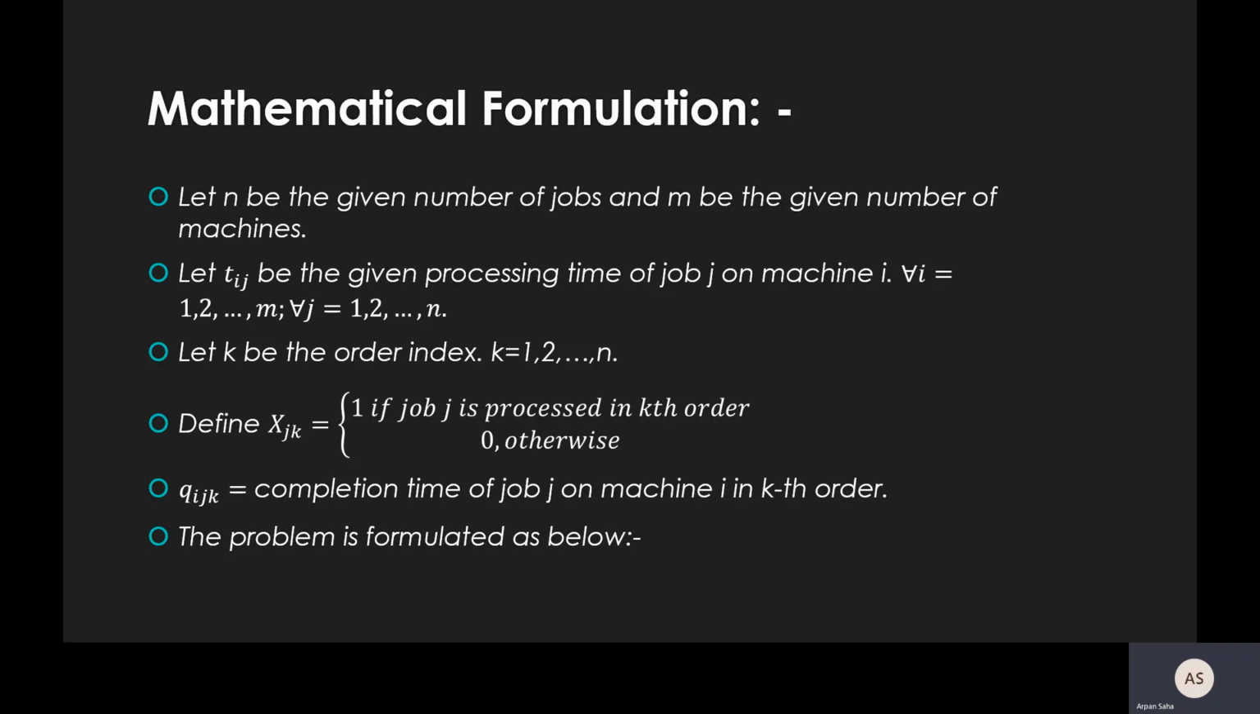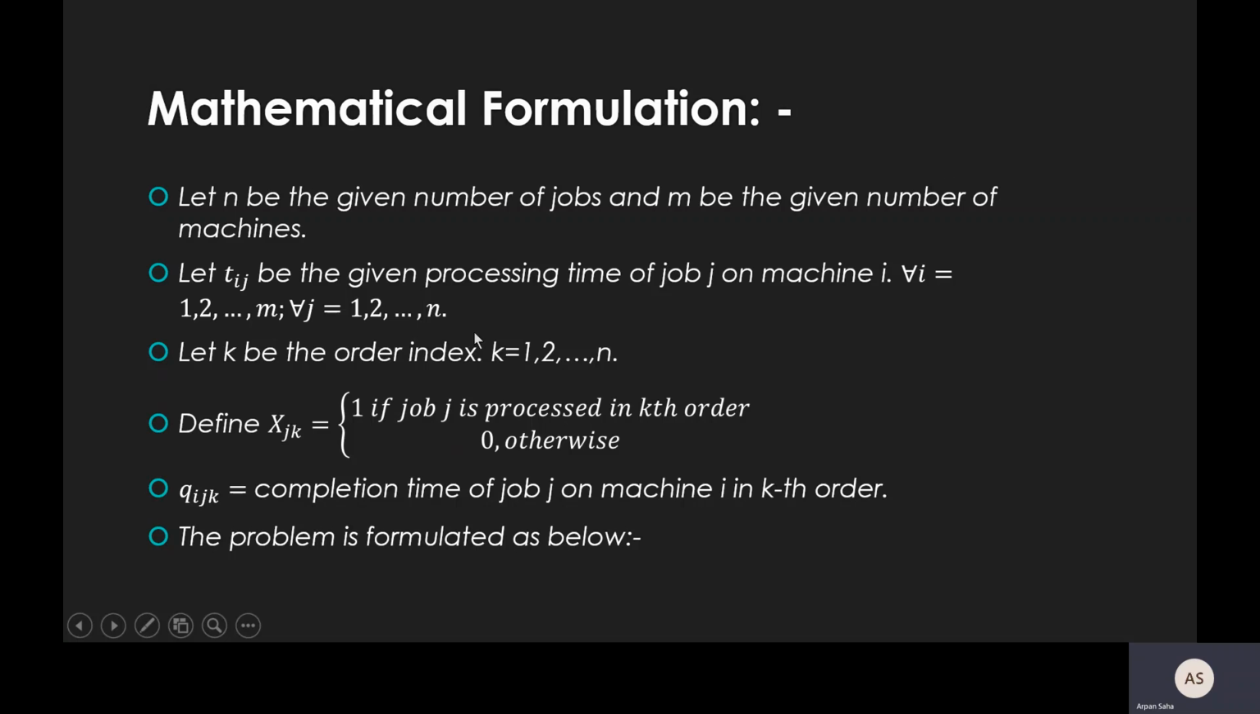Suppose there are n number of jobs which are to be processed over m number of machines, and Tij is the processing time of job j on machine i, where i runs from 1 to m and j runs from 1 to n, and these Tij values are deterministic as we told earlier. So here K is the order index.